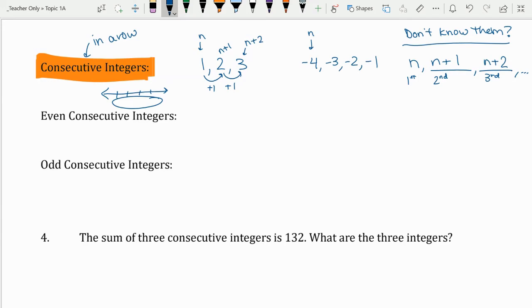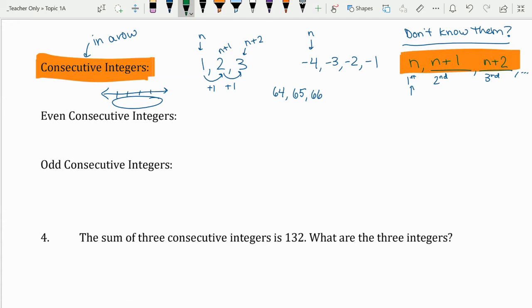So for instance, I said the first number was 64. And I asked you, what are the next two? If the first one is 64, you add 1 to get to the next one. And from 64, you would add 2 to get to the next one. That's what these unknowns represent.